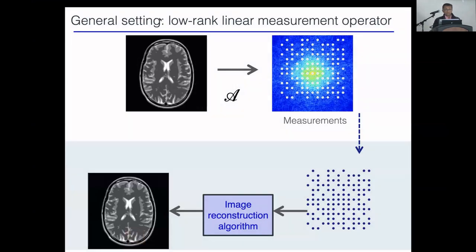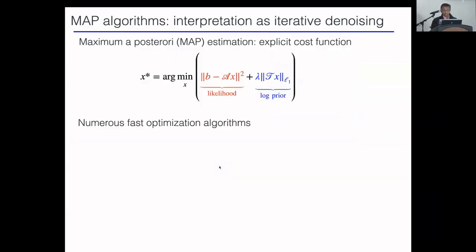So let me start with a general setting. Again, it's related to most of the previous talks. Basically, we have an image. We are collecting the undersampled measurements in the context of MRI. So we're just assuming that you have a linear operator here. So you get undersampled measurements, and we'll be mainly focusing on the image reconstruction task here.